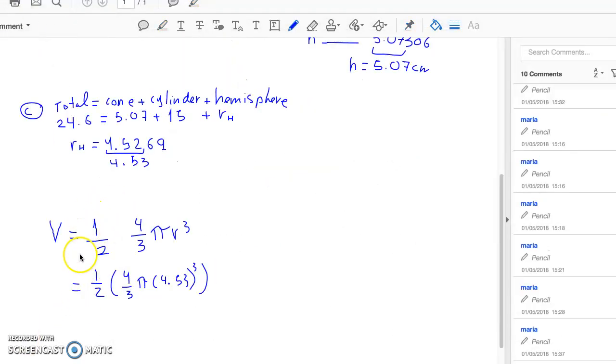So recognizing that I need to work with half the volume of the sphere, because it's a semi-sphere, it's 1/2 of 4/3 pi, and my radius cubed. I need to put all those values in the calculator, and I get the answer of 194.2995 and so on. Remember, 3 significant figures, 194 centimeters cubed will be the answer.